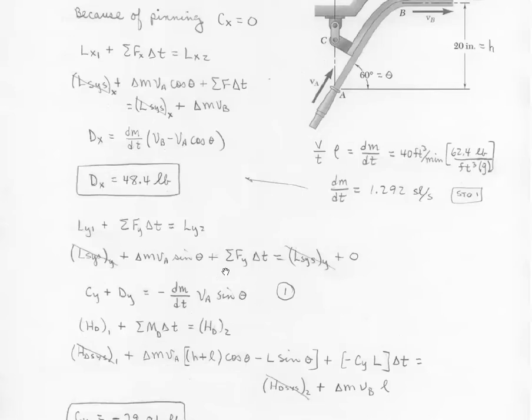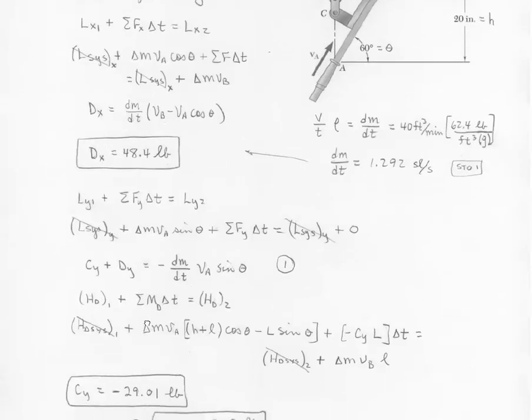So when you look at all this, and divide through by delta t, you're going to have a dm/dt and a V_A sine theta right there, and a minus sign because you're going to put that on the other side of the equation. The system momentum is canceled out on each side. And so what you're left with is the sum of the forces, which is D_y plus C_y right here. And I'm going to call that equation 1 because it's got two unknowns in it.